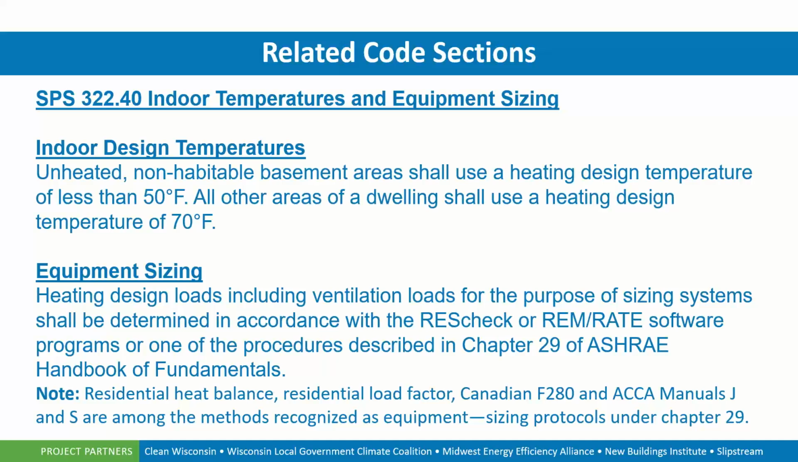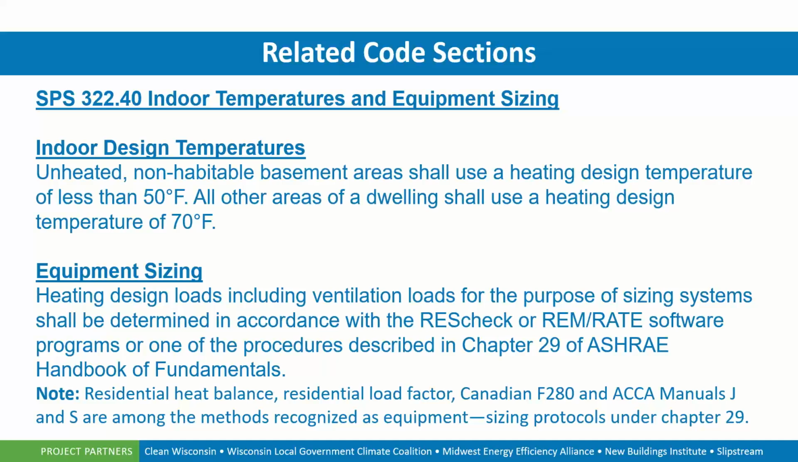And then our equipment sizing, again, Manual S, ideally would be based on a Manual J calculation, that room by room design load. But as we can see in the passage in the code, it states that heating and design loads, including ventilation loads, for the purpose of sizing are to be determined in accordance with REScheck or REM/Rate software programs, or one of the procedures described in Chapter 29 of the ASHRAE Handbook of Fundamentals. There's also a subnote within the code stating that residential heat balance, load factor, Canadian F280, and ACCA Manual J and S are among the methods recognized as equipment sizing protocols.